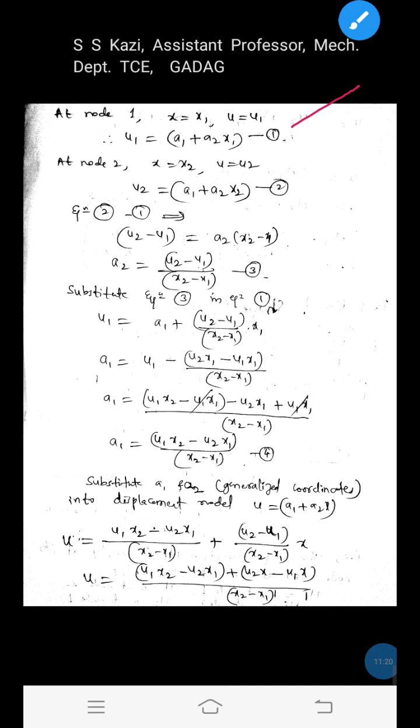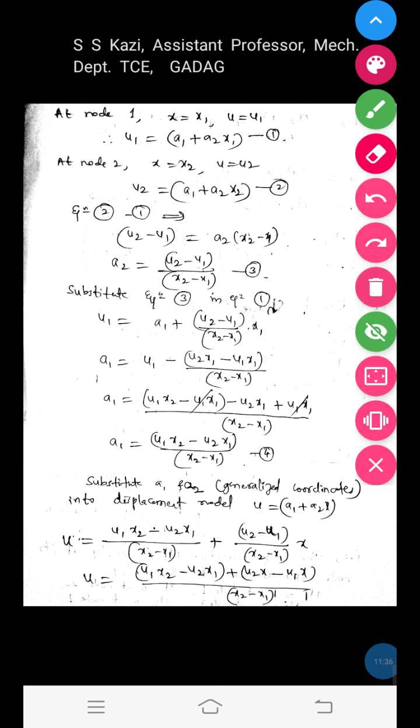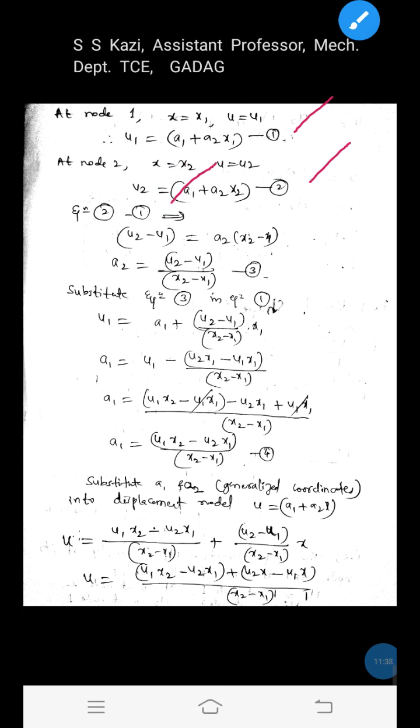Now come to node 2, apply the second condition. At x is equal to x2 coordinate value, u will become u2. Then if you substitute in the main equation u is equal to a1 plus a2x, it will become u2 is equal to a1 plus a2x2. Now by solving these two equations, we will get a2 is equal to u2 minus u1 by x2 minus x1.